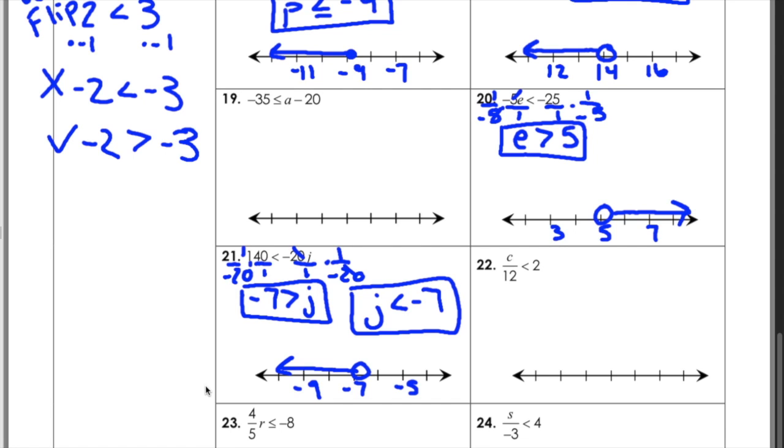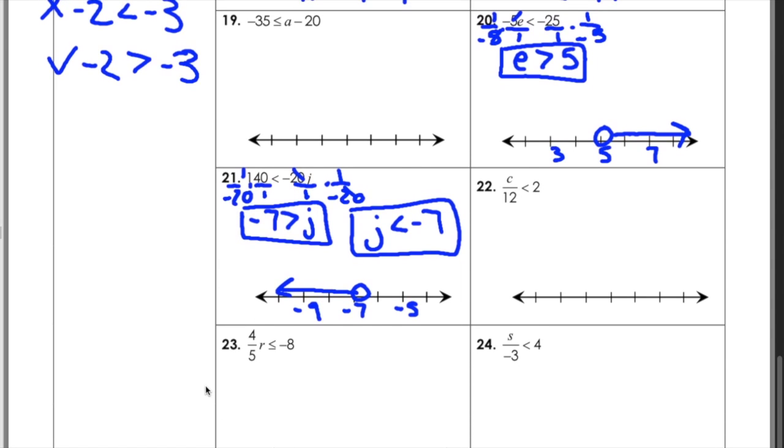All right, I want to take a look at number 23, just to address a question that I tend to get with flipping the inequality. So if we're looking at number 23, we have 4/5 r is less than or equal to -8. So I'm going to just write this over here to give me more room to work with. All right, so to isolate the variable, I need to get r by itself. I'm multiplying by 5 over 4, so that all cross cancels to give us r by itself. And then whatever I multiply on one side, I multiply by the other. So I'm going to multiply by 5/4 on the right.